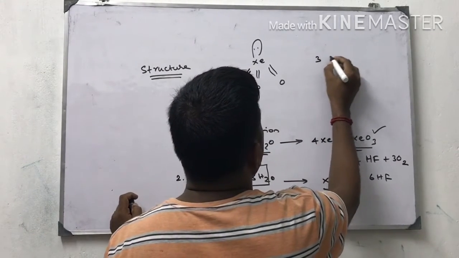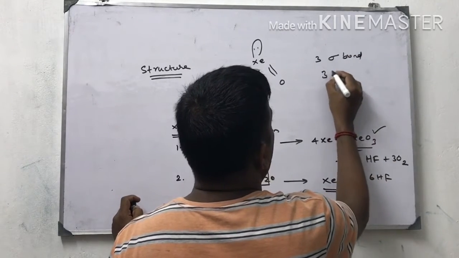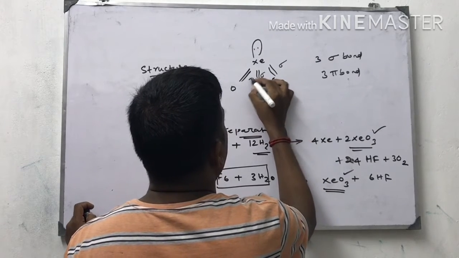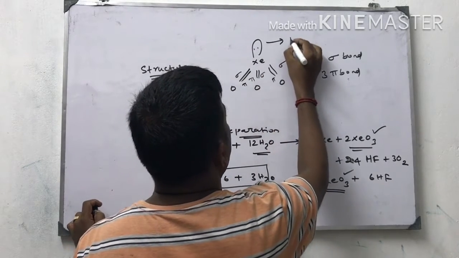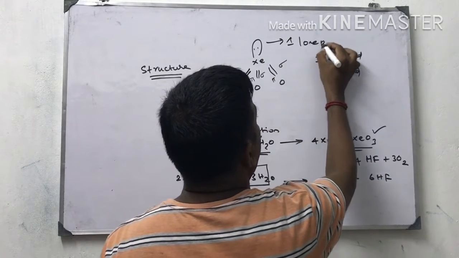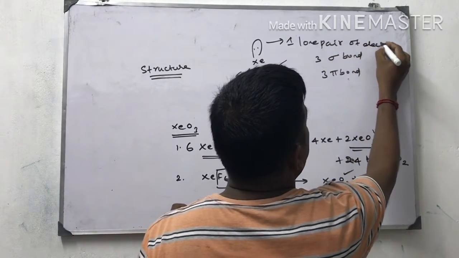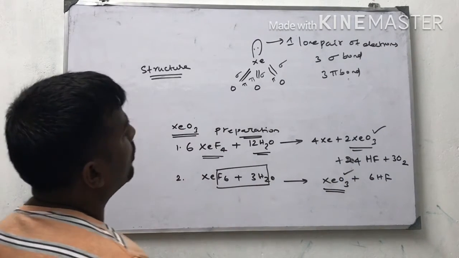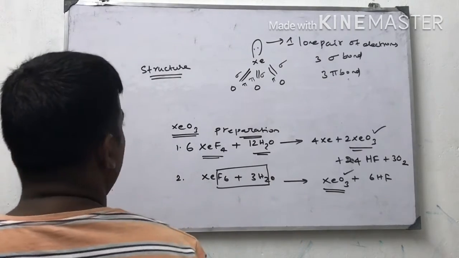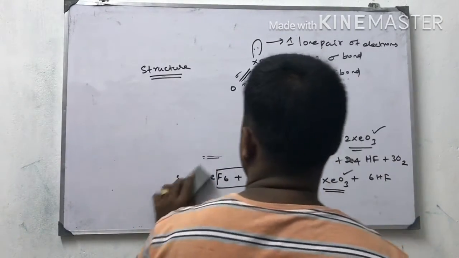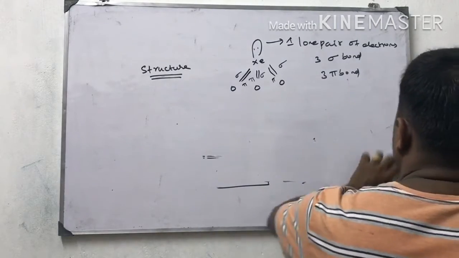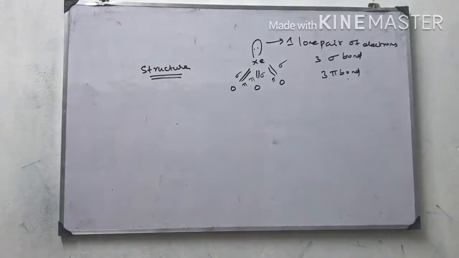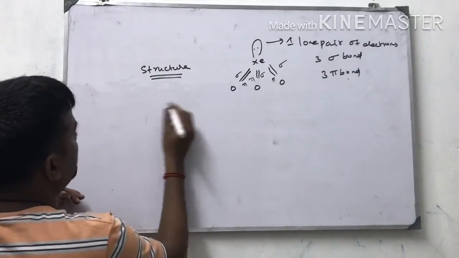It contains 3 sigma bonds, 3 pi bonds: sigma pi, sigma pi, sigma pi, and one lone pair of electrons. Next I am going to tell the properties of xenon trioxide.